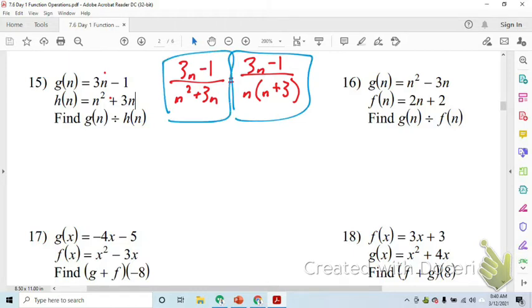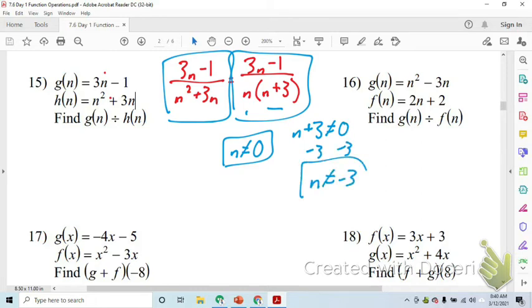The only problem is, what can't n be? So you're going to take each of these and set them equal to 0. So n can't be 0, otherwise we'd be dividing by 0. Can't have that. We also are going to set n plus 3 and say that can't equal 0 either. So we're going to subtract 3 from both sides. We get n cannot be negative 3. So our domain would have this and this in it. Can't have 0 and negative 3 in our domain. Those are the x values, or n values if you will.